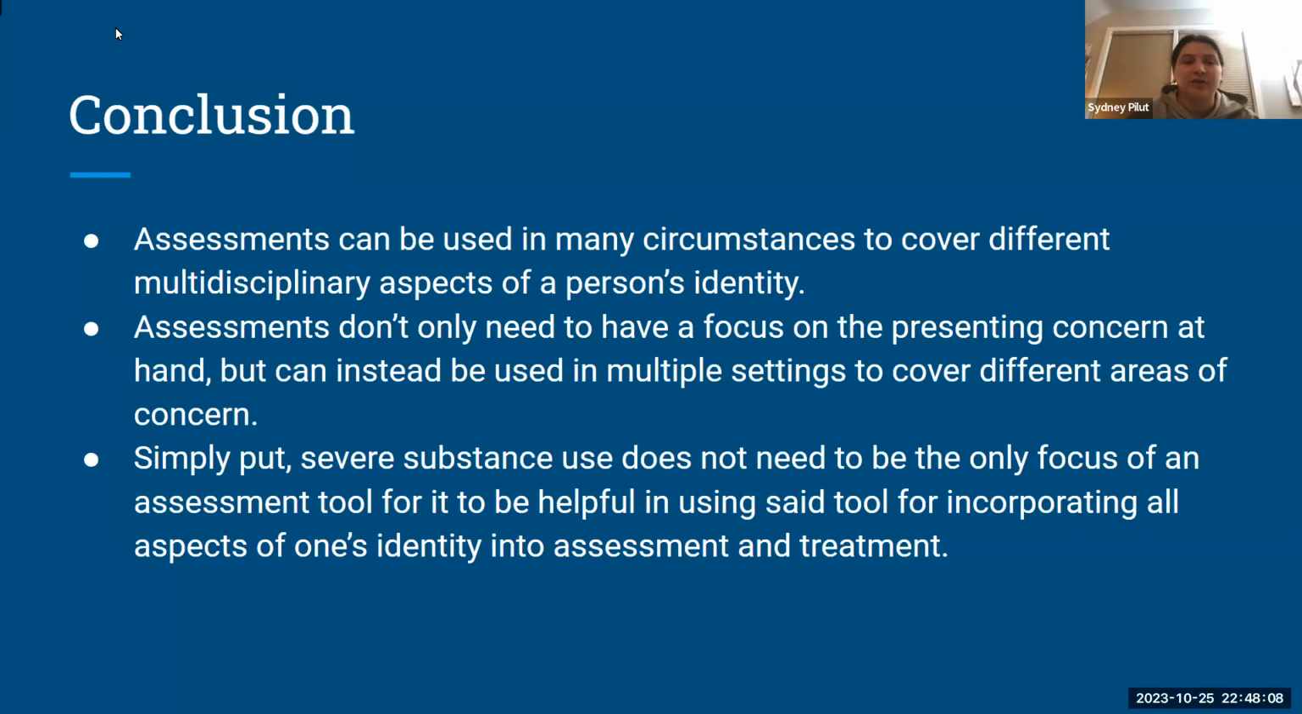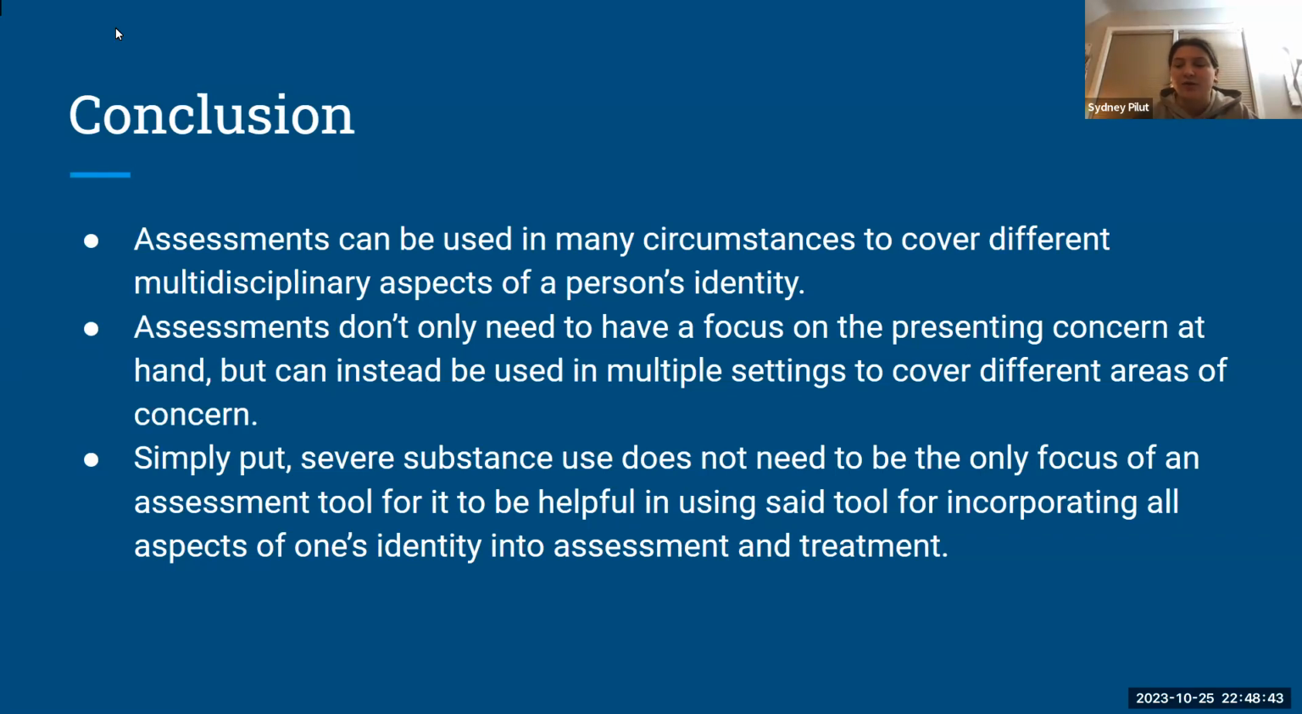And we also noted that assessments don't only need to have a focus on the current presenting concern, but can be used in multiple settings to cover different areas. So if it's a more general assessment tool, that can be applied to severe substance use, or if it's a very gender-specific question, but you want to know more about the gender of a person that may be affecting developing a substance use disorder, and how those can be implemented. So simply put, severe substance use does not need to be the only focus of a tool for it to be helpful in incorporating all of the aspects of one's identity into assessment and treatment.